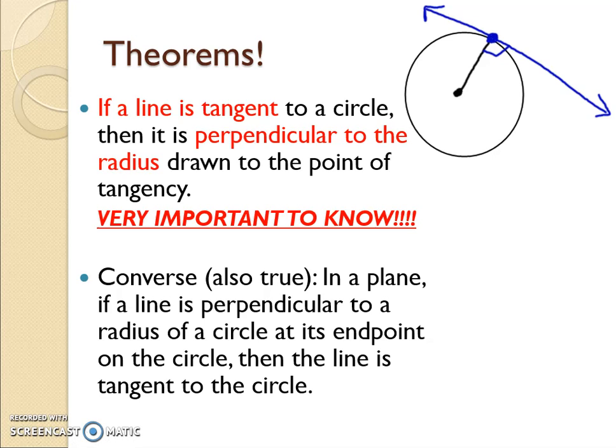Converse, also true. In a plane, if a line is perpendicular to a radius of a circle at its endpoint on the circle, then the line is tangent to the circle. So if this line touches the circle, and the radius is right here, and they make a 90-degree angle, this line is tangent to this circle. So we're just going backwards, which is also true. That will be the converse.